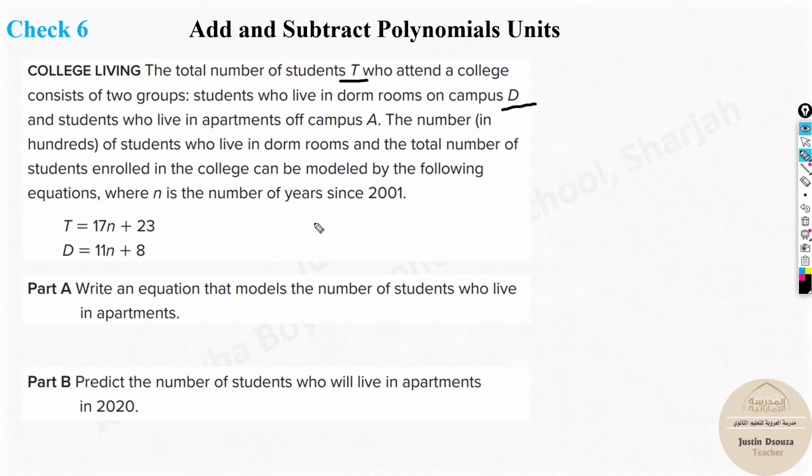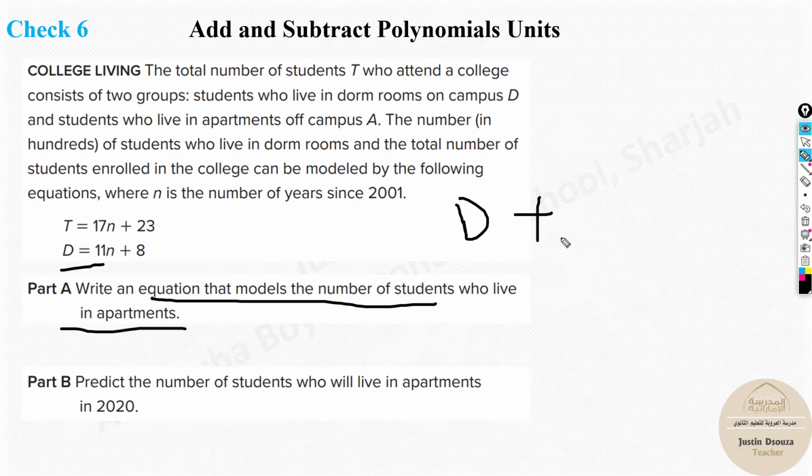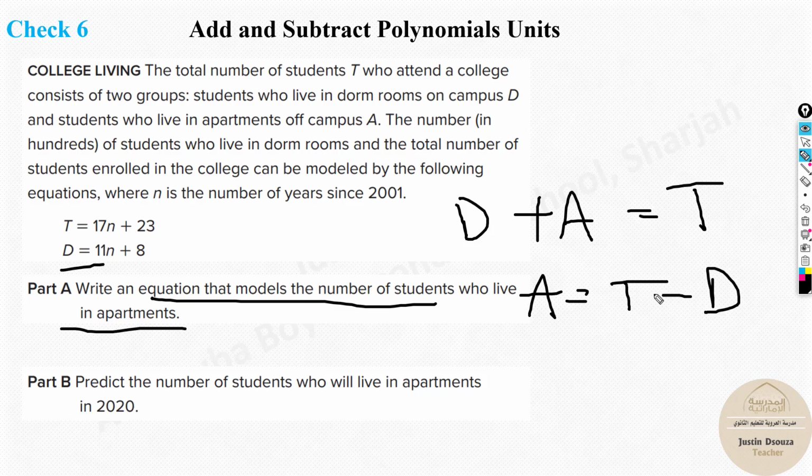T is the total number of students. This is the total number of students equation. They have given you dorm rooms, whoever is living in D, and they are asking you to write how many live in apartments. So dormitory and apartment living will be the total, isn't it? Now you know this equation, you know total and dorm. So how do you find A? A would be total minus D, T minus D.